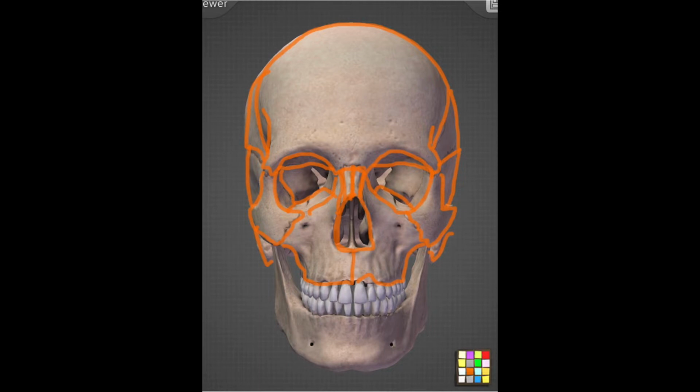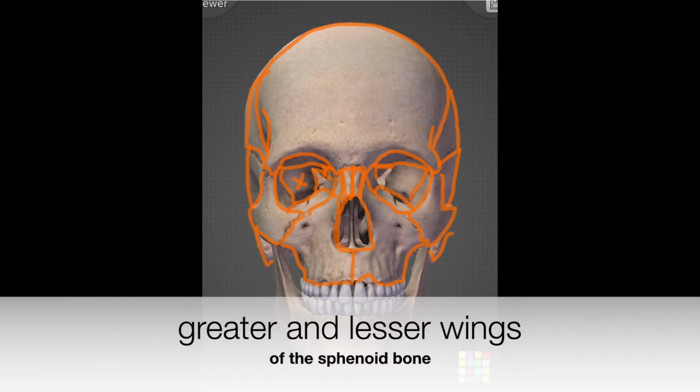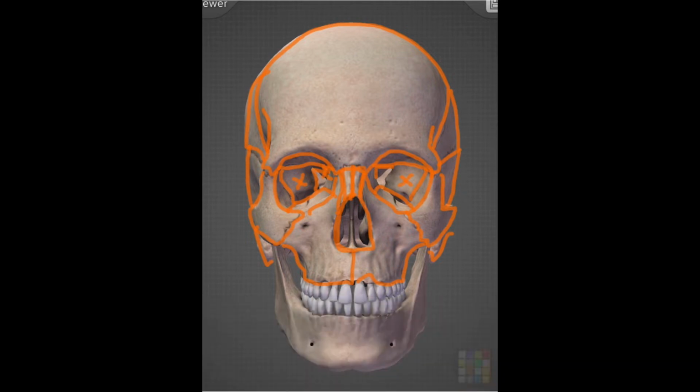The posterior part of the orbit, it's cone-shaped in section, so towards the apex of the orbit is the sphenoid bone. That's both these areas here, but they're separated by this large fissure, which is the superior orbital fissure. And the superior orbital fissure separates the greater wing of the sphenoid bone from the lesser wing. So greater wing here, lesser wing here.